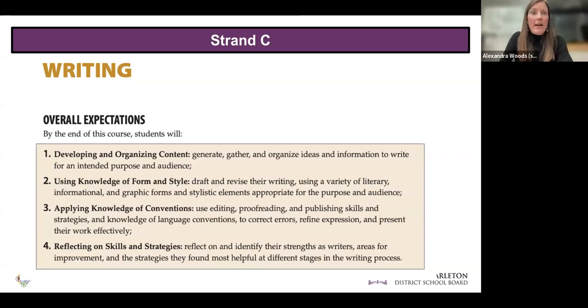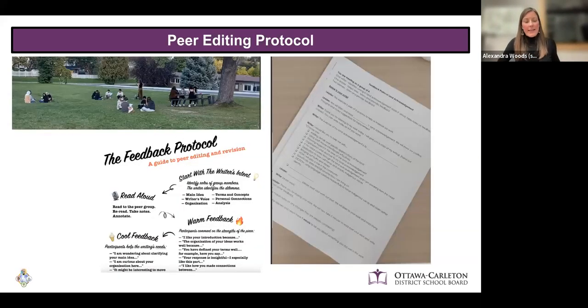So what am I doing really well? Where can I improve? And what are the strategies that really help me as a writer? I wanted to, again, provide an example of one of the ways that teachers are teaching writing in the OCDSB. This is a class who are engaging in something called the feedback protocol.